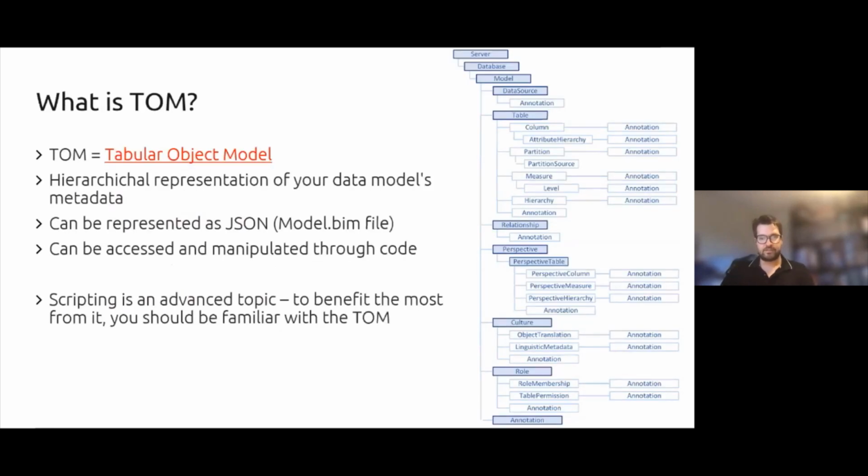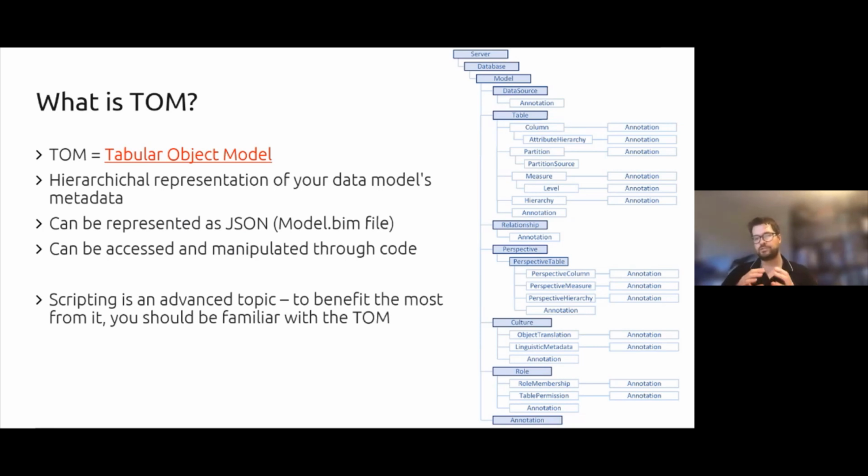And another thing that you need to learn to understand what's going on when you're scripting things in Tabular Editor is the Tabular Object Model. Just to say a few words about that here, I mentioned it yesterday as well. This is basically the hierarchical representation of your entire data model's metadata. So all of the tables in your data model, all of the columns on those tables, measures, hierarchies, etc., all of those things are represented by this Tabular Object Model.